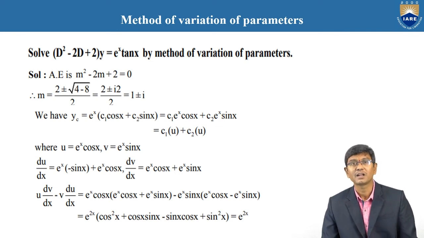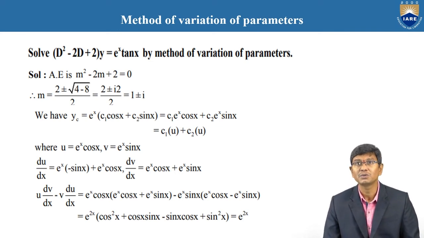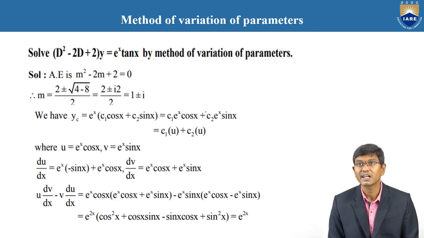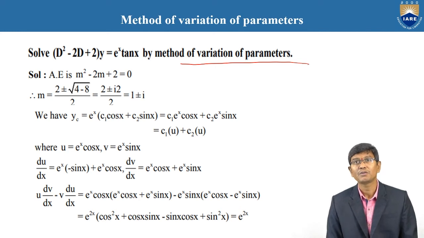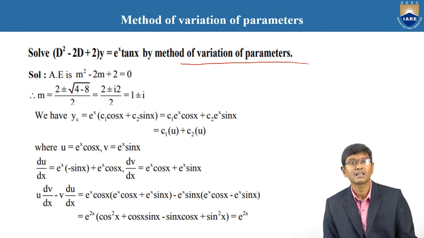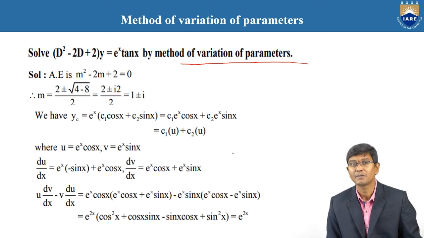Now we need to discuss one other problem, that is to solve (D square minus 2D plus 2) y is equal to e power x into tan x, using the variation of parameters here also. When we observe this equation, clearly it satisfies the second order differential equation standard form.